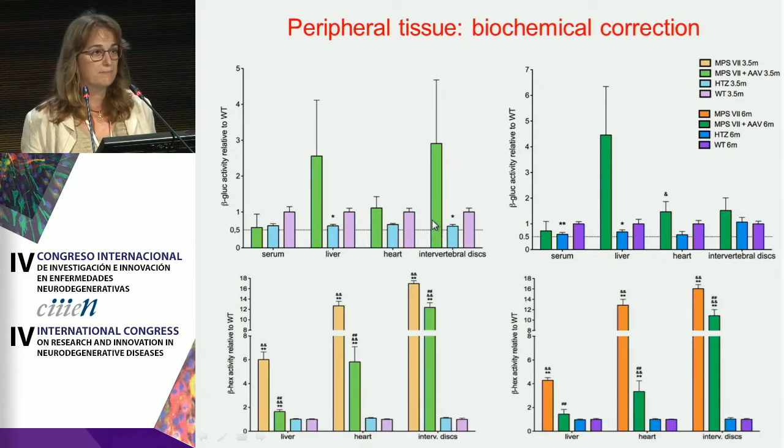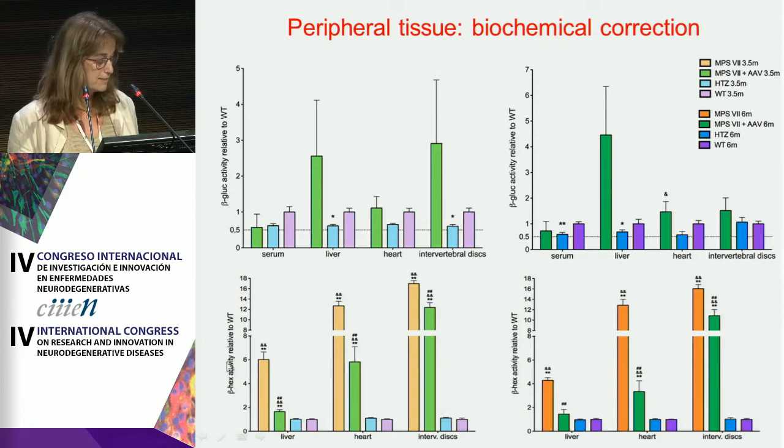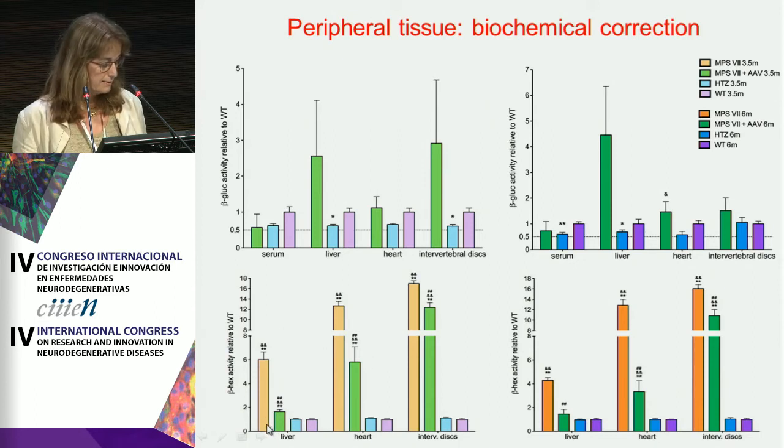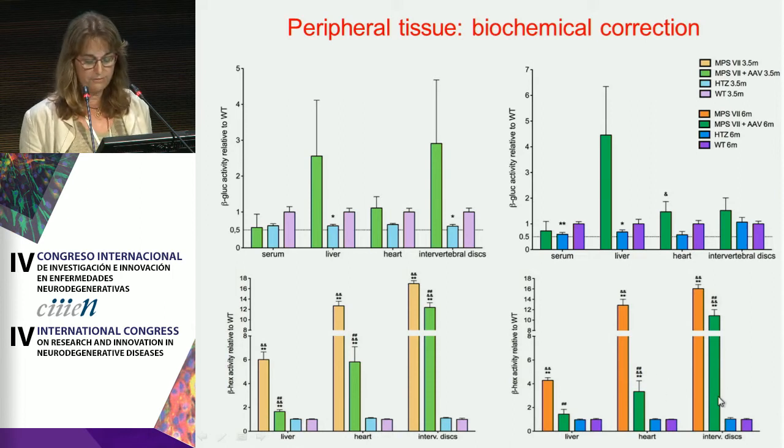A biochemical marker of correction is the analysis of secondary elevated lysosomal enzymes that are elevated when the beta-glucuronidase is missing, like, for example, beta-hexosaminidase. So in non-treated animals in yellow or orange, beta-hexosaminidase activity is really high, but in the treated animals in green, this is decreased to normal levels in the liver at short and long term, and significantly decreased in these more difficult tissues to transduce.